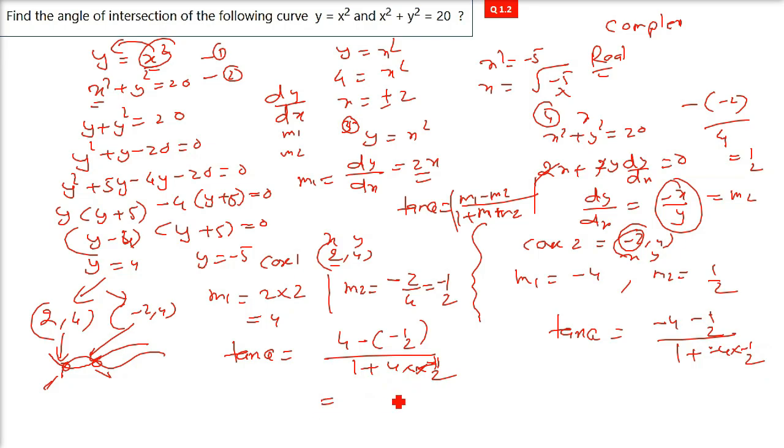So when you solve it, you will get 9 by 2. Here also you will get 9 by 2, and that has to come because these two lines, whatever angle they are making, they'll make the same angle. Okay, so tan inverse 9 by 2 is the angle in both the cases. So this is the whole procedure.